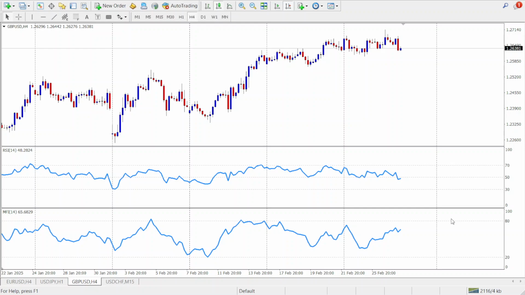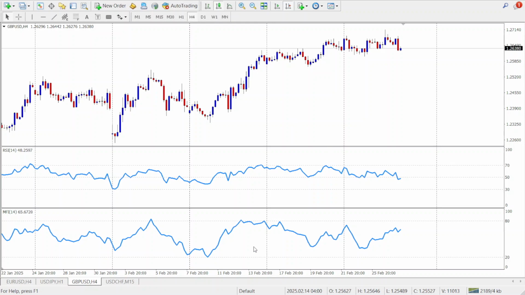Here's the big question. Which indicator should you use, the RSI or the MFI? You can use RSI when you want a simple momentum indicator to spot overbought and oversold levels. You can also use RSI when you want to trade trending markets where price movement is the main focus. And you can use RSI when you want to combine it with other indicators like moving averages for confirmations.